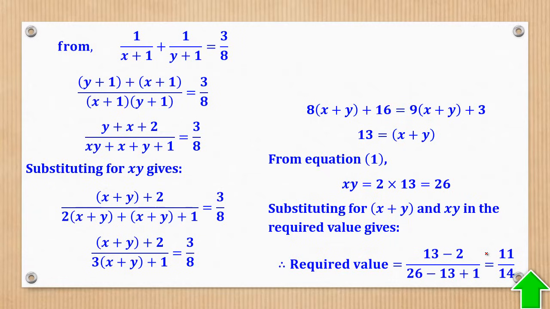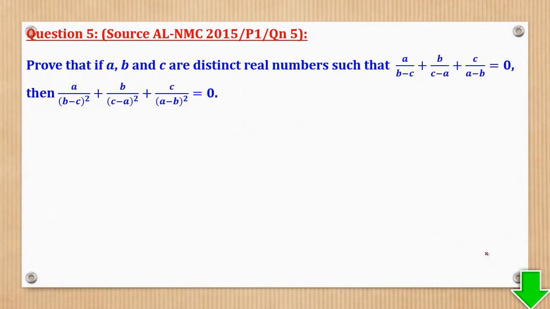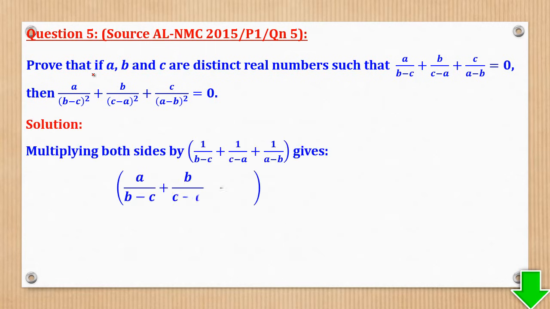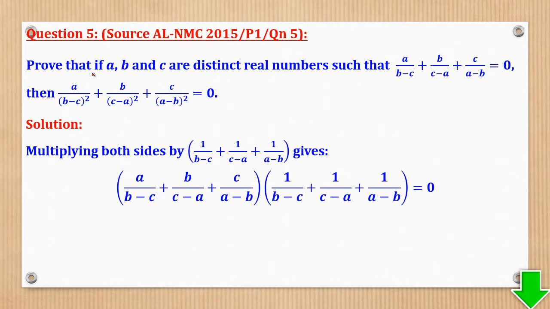And that's what they wanted. Then question 5 says, prove that if A, B, and C are distinct real numbers such that this is equal to 0, then this is also equal to 0. Okay. So one, you realize that we have what they want here, these are squared. But here we don't have squared. That's actually the only difference.